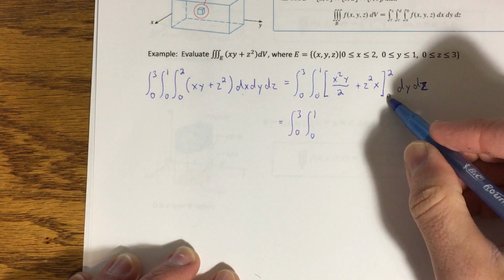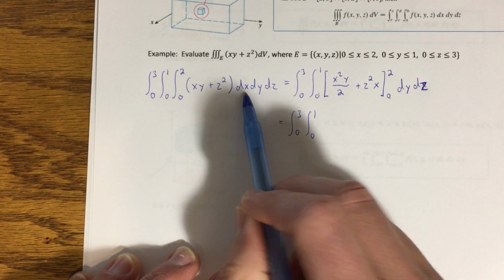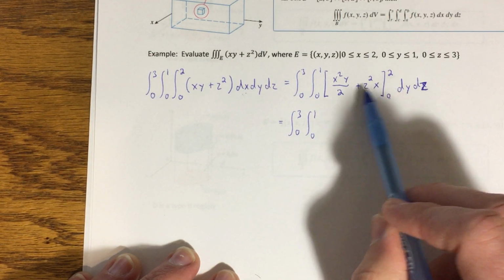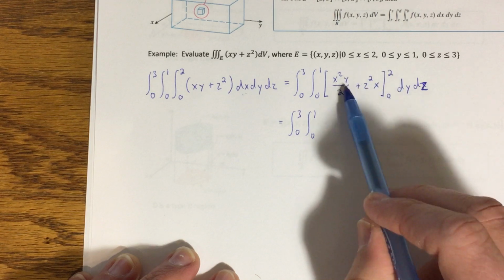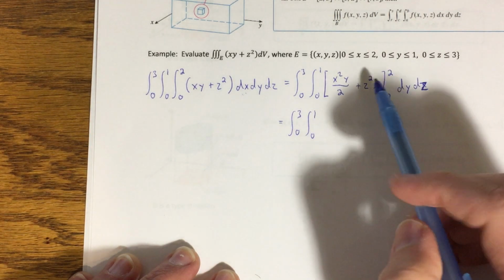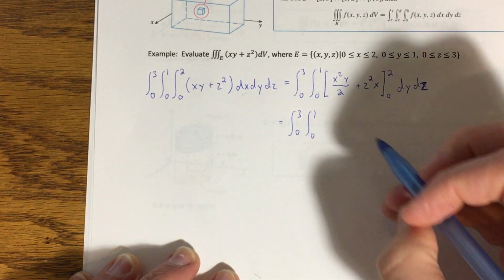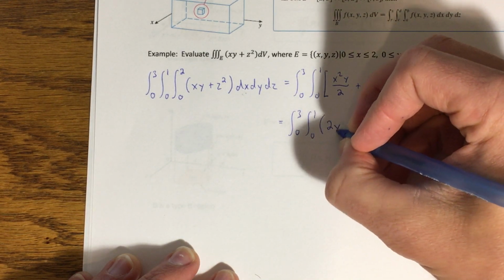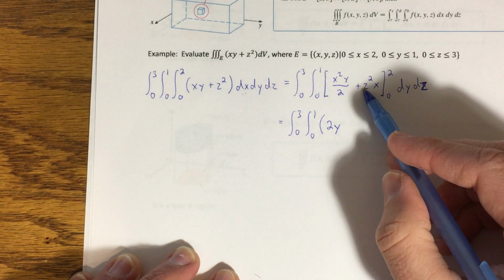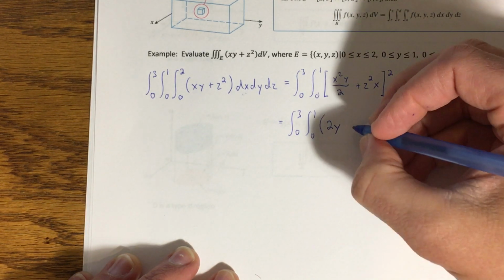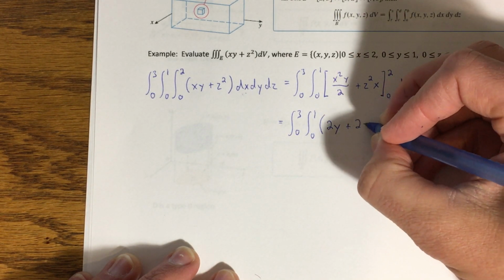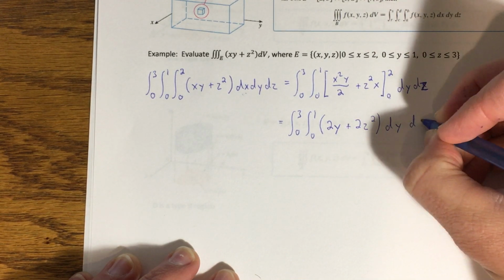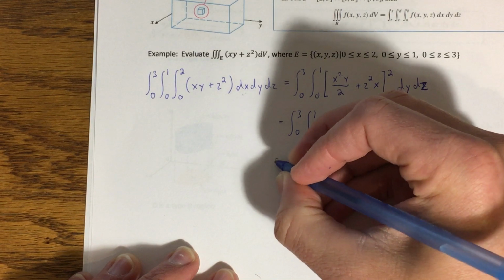All right. Remember that these limits of integration are x values, so I'm substituting values in for x. Plugging 0 into either one of those is 0, so really it's just the 2 that matters. This becomes 2 squared y over 2, or 4y over 2, which simplifies to just 2y. This will become plus 2z squared, dy dz. Okay.